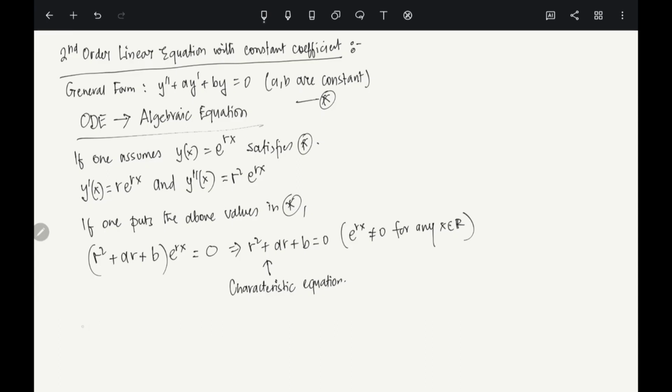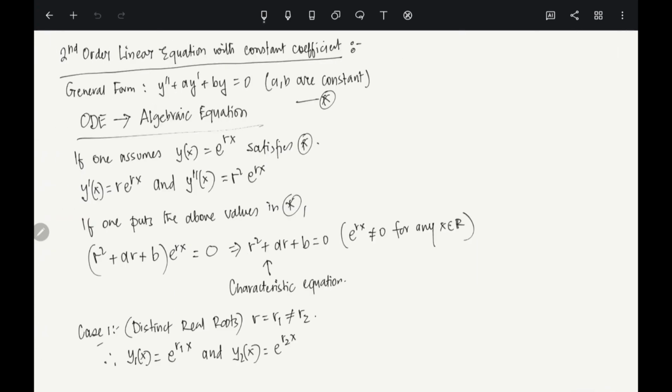So first, case 1: distinct real roots. What I mean by this is that the roots r1 and r2 are not equal. In this case, what are the solutions? The first solution, y1 of x, is e power r1 x, and another solution, y2 of x, is e power r2 x. Those are the two solutions we get out of this.